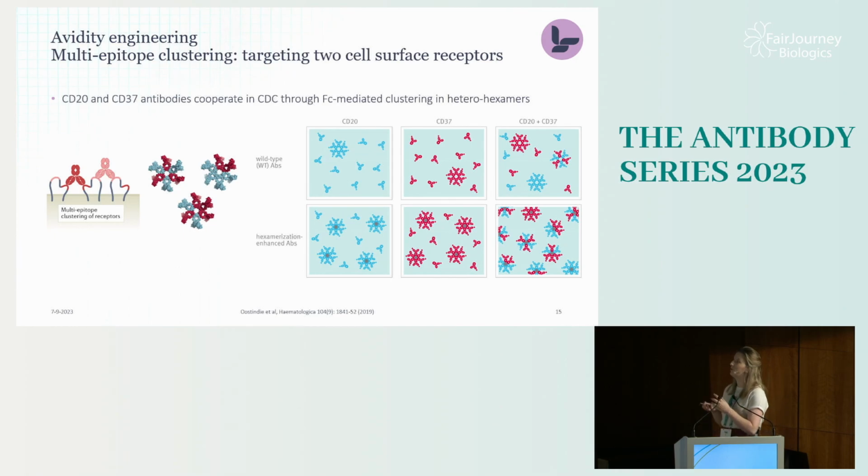And we don't know yet how this really looks. So if it's one or the other, alternating or two, but we do know that they're complexing together. And we also know that it goes most efficiently with this hexamerization-enhanced variant. So the illustration on the bottom right.